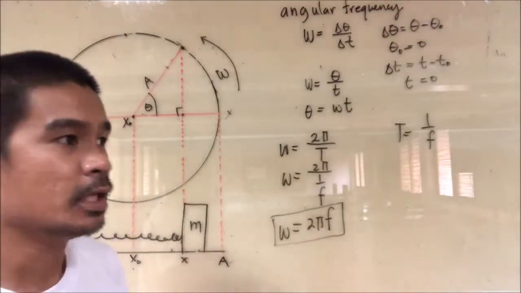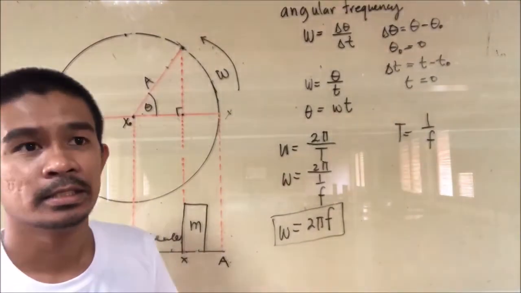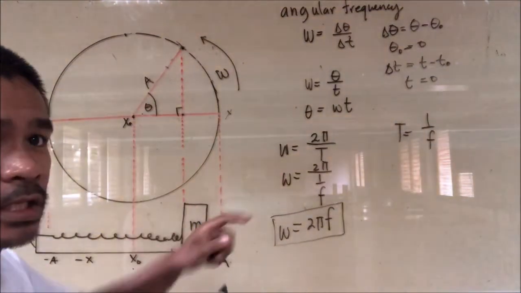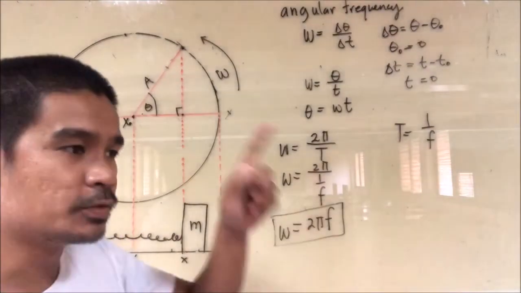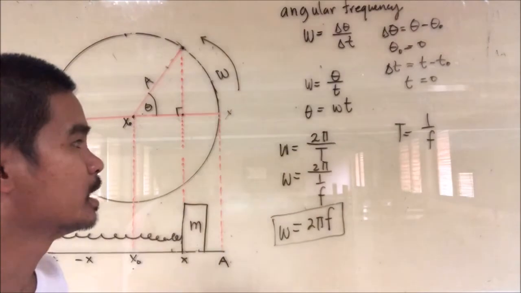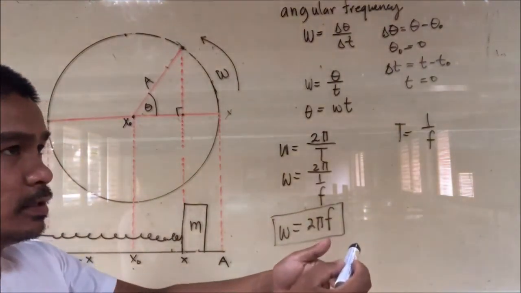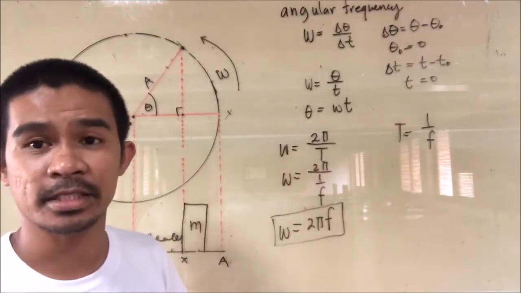Now, if the object moves around the circle completely, then it moves one cycle. And the time required to move one cycle is what we call the period T. And one revolution is 2 pi, or 360 degrees.